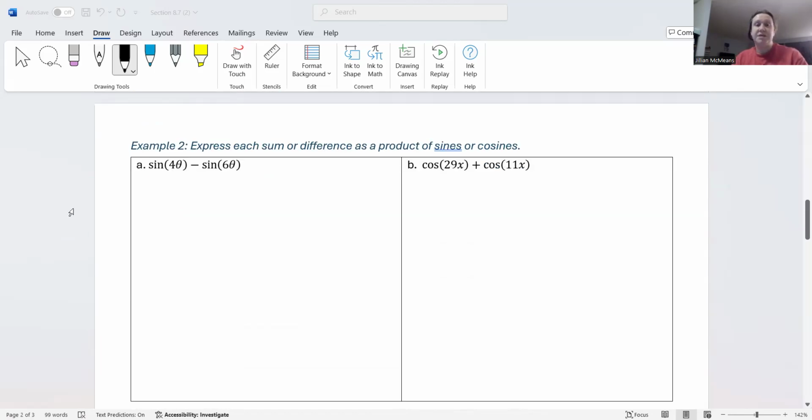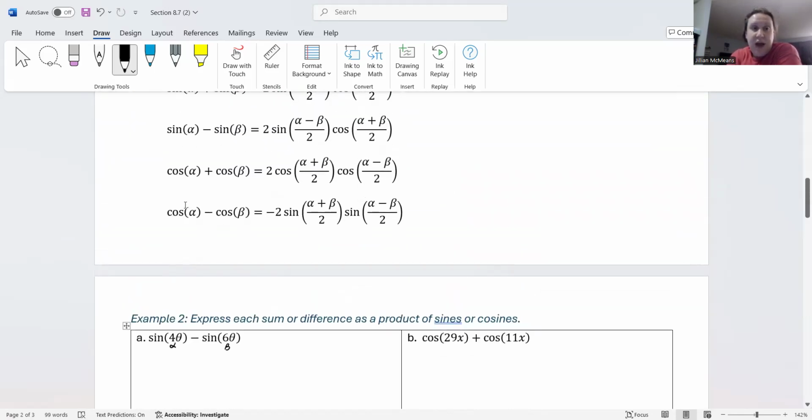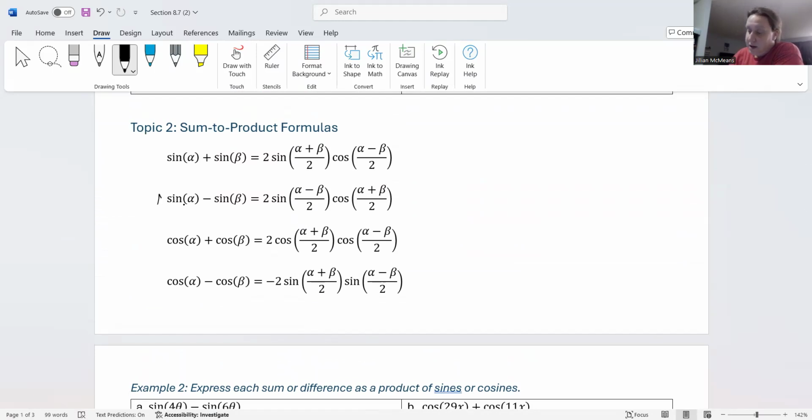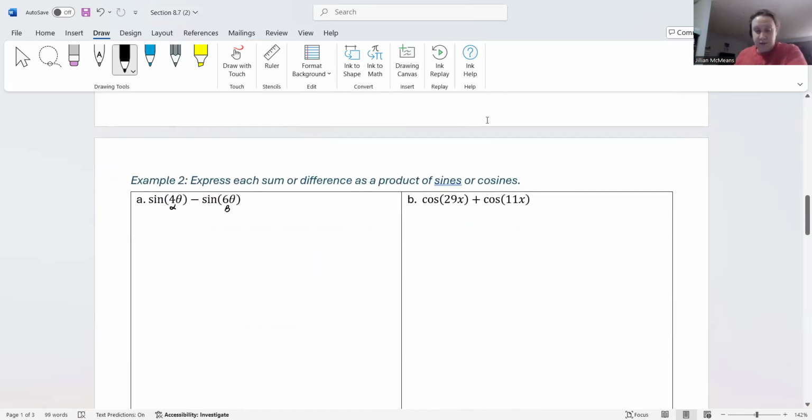So example 2, it says express each sum or difference as a product of sines or cosines, okay? So we have sine of 4 theta minus sine of 6 theta. So think of your 4 theta as alpha and your 6 theta as beta. Which of these formulas would we want to use? Well, we have a difference of sines. So we have sine alpha minus sine beta. So we're going to let that equal 2 times sine of (alpha minus beta) over 2 times cosine of (alpha plus beta) over 2. All right, so let's rewrite that.